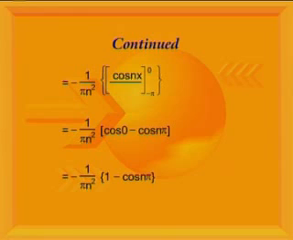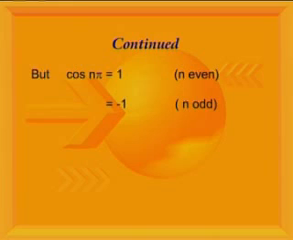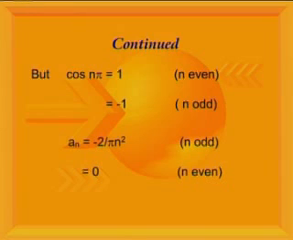Cosine n pi is equal to 1 when n is even, and cosine n pi is equal to -1 when n is odd. So our an is equal to -2 over pi n squared when n is odd, and an is equal to 0 when n is even.